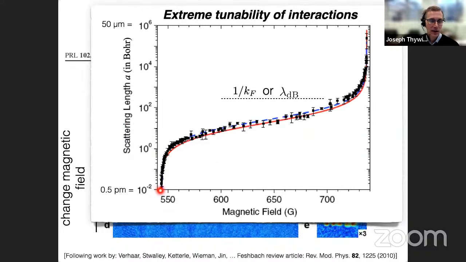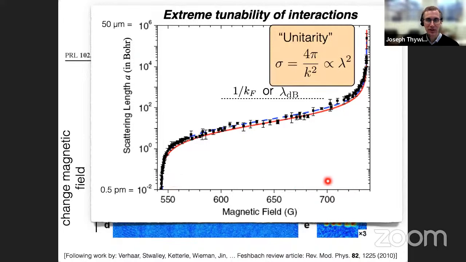An analysis like that gives a scattering length versus field, which varies from 10 to the -2 to nearly 10 to the 6 Bohr. So that's something like picometers up to microns. And all of that is just with a tuning of magnetic field. It's really an extraordinary tunability. And when this scattering length gets large, then the scattering cross-section passes what the maximum scattering cross-section could be for S-wave scattering. And in that regime, scattering saturates to something called the unitary limit, where the cross-section for two atoms to collide is controlled by the de Broglie wavelength, or equivalently, the relative wave number between the two atoms. So this happens when the scattering length is comparable to either that de Broglie wavelength or 1 over the Fermi momentum, which gives a typical interparticle spacing.